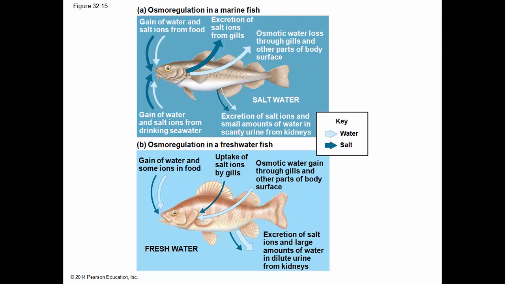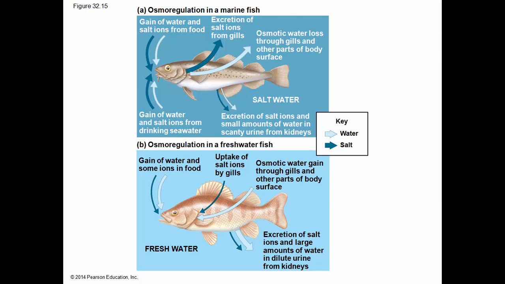Osmoregulation in a marine fish. Okay, so basically what we see here is the gain of water and salt ions from food. Okay, the marine fish is trying to get rid of salts. It excretes salt ions from water and through the scanty urine in the kidneys. Okay, it's trying to retain fresh water in its body.